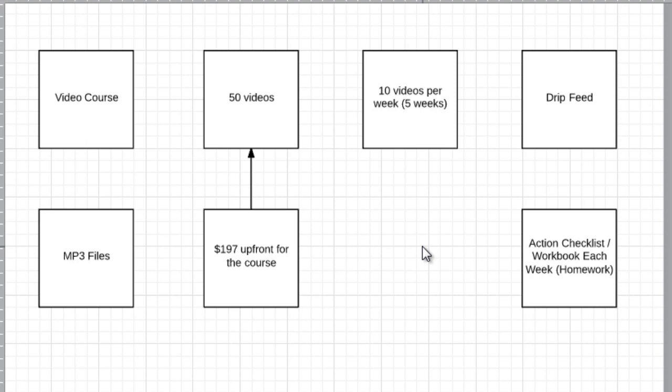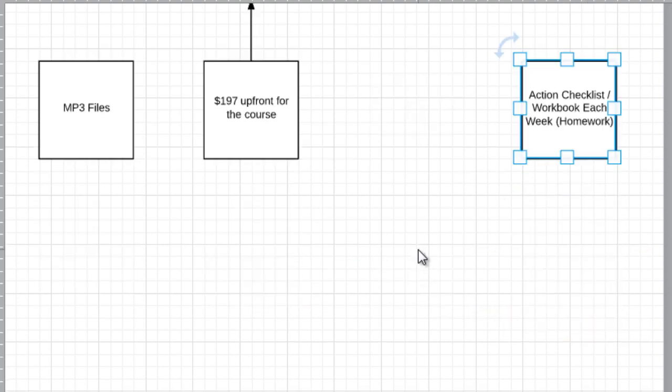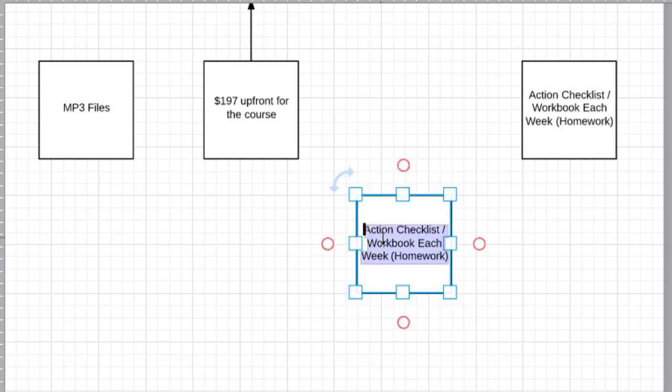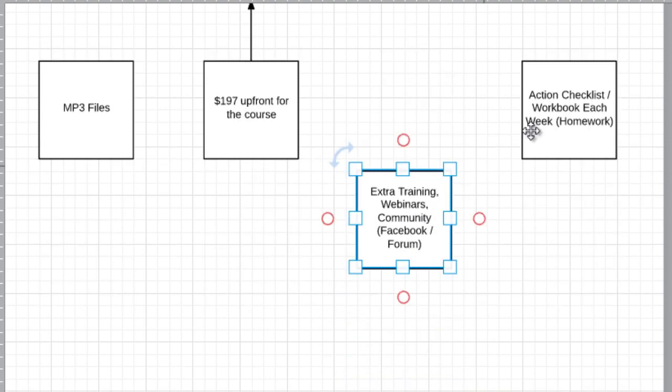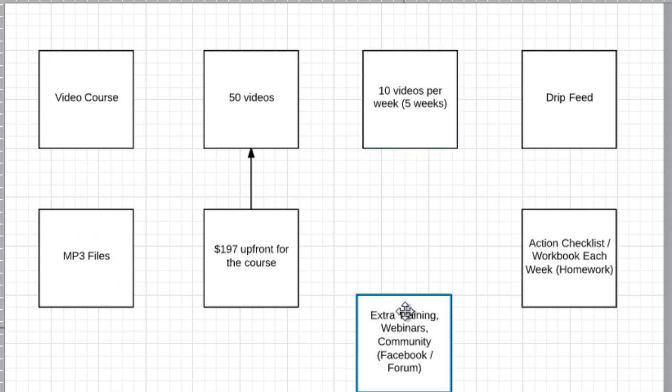People like to join Facebook groups, a community, a forum, because if they feel like, okay, I can get help along the way, then they're more likely to stay in a monthly membership site. So actually what you could do is add a component of a community. You could get extra training, extra webinars, extra community, like a Facebook community or something. Facebook or forum. I will say Facebook communities tend to be a little bit easier to manage. The forums are a little bit more difficult because you have more information.